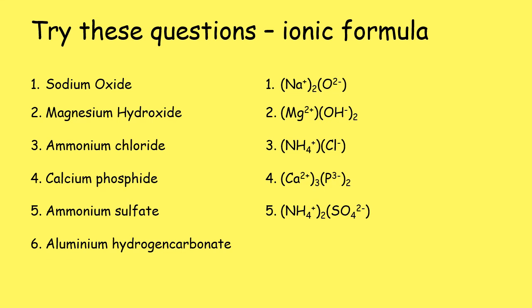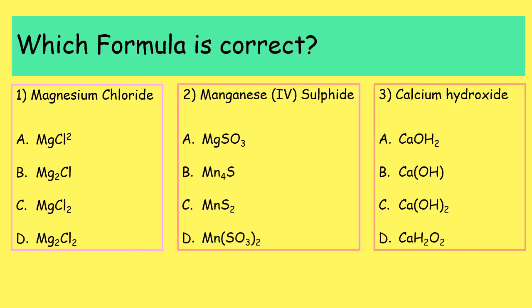And finally, aluminium hydrogen carbonate. That is Al3+ all in brackets, and HCO3 minus in brackets, and then when you close the brackets, a 3. So hopefully you were able to do those. If you did struggle with any of those, make sure that you bring that up whenever you see your teacher.